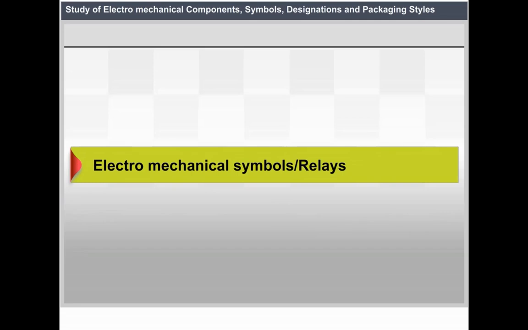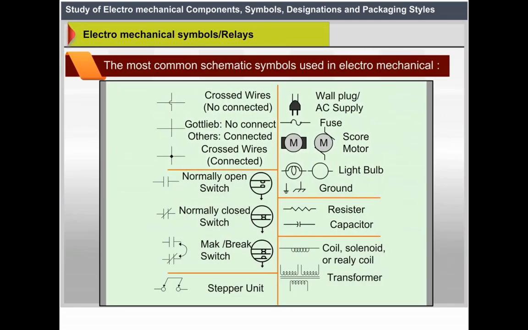Electromechanical symbols or relays. The most common schematic symbols used in electromechanical systems are crossed wire or no connection, no connect, others connected, crossed wires connected, wall plug or AC supply, fuse, motor, light bulb, ground. Normally open switch, normally closed switch, make or break switch. Resistor, capacitor, coil or solenoid or relay coil, transformer, stepper unit.